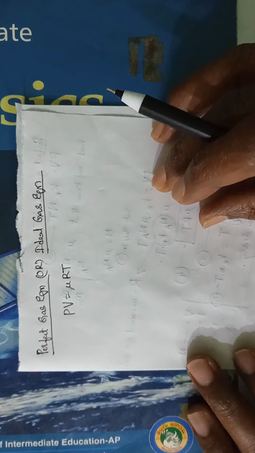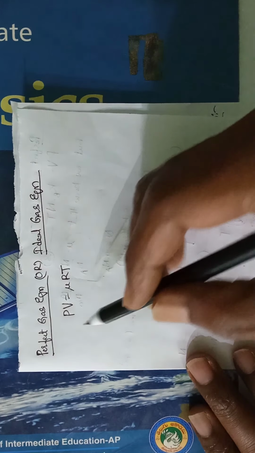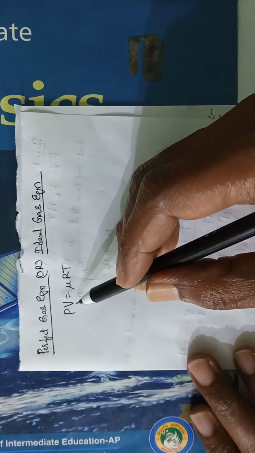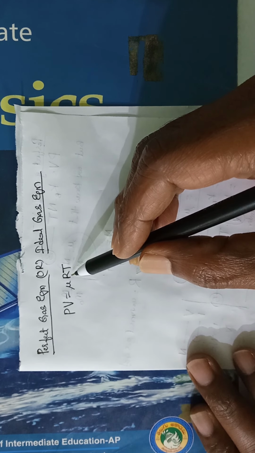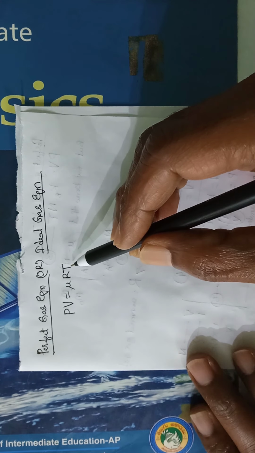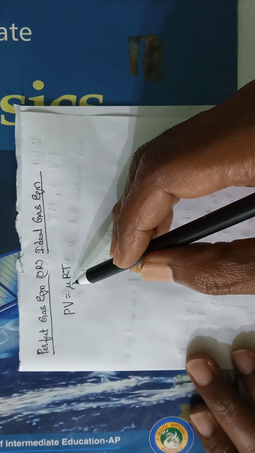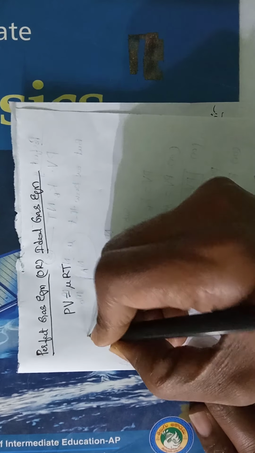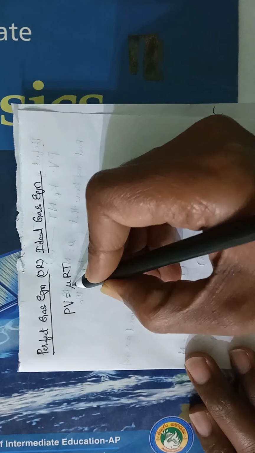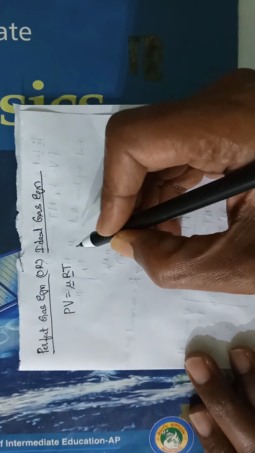Dear students, this is the perfect gas equation. P is pressure, V is volume, R is the universal gas constant, T is Kelvin temperature, and mu is the number of moles. So now, here mu is a constant, R is also a constant.